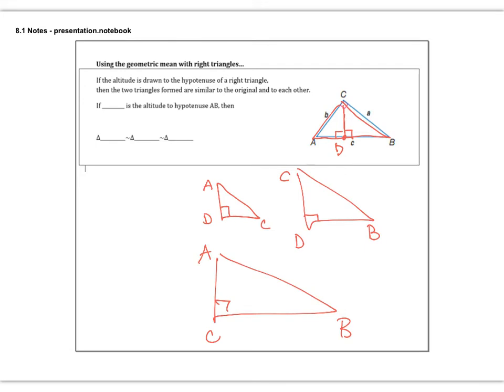And so up here we can write, if we drop down CD, which is the altitude, then triangle ADC, which is the small one, will be similar to triangle CDB, which is the medium one, and it will also be similar to triangle ACB, which is the large one.